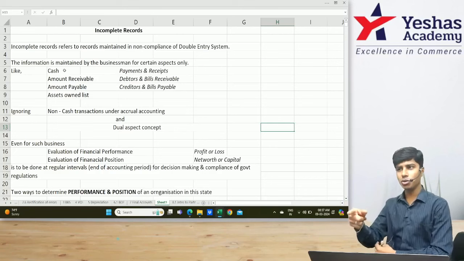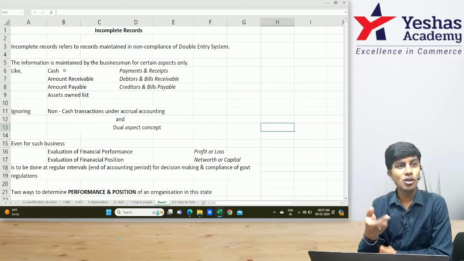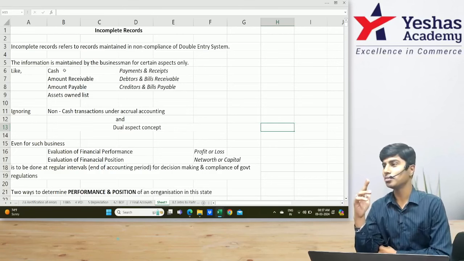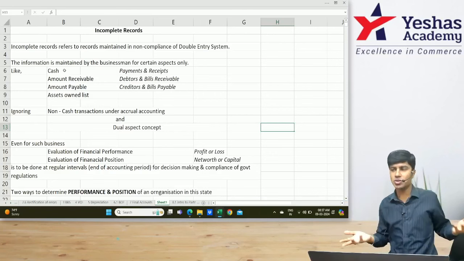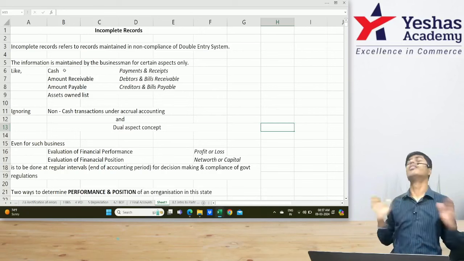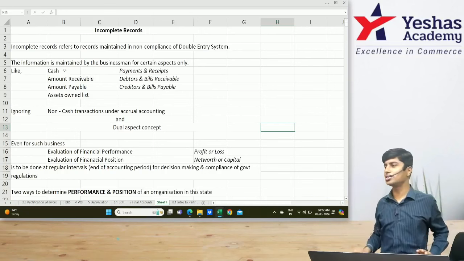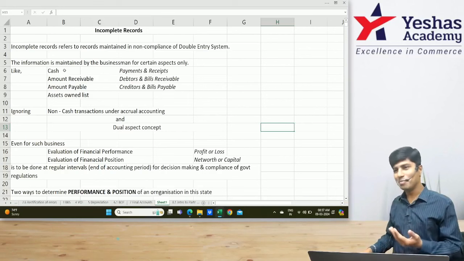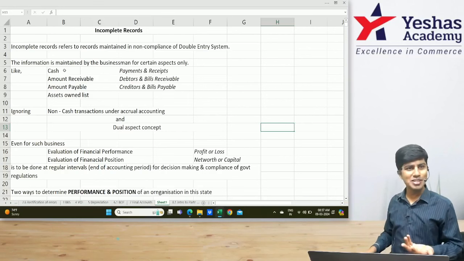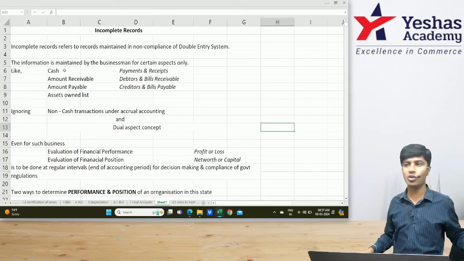All these people will come to you for help. Yes or no? Your papa's friends, your mama's friends, your cousin's shop. When all of them come, you can't say, I can't process accounts like this, you should maintain double entry system. Not everyone will keep complete records. Some people you would have to help because they're in trouble. So how do you do that? That's what we're going to learn in the next 2 days.